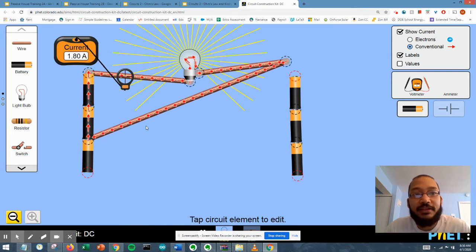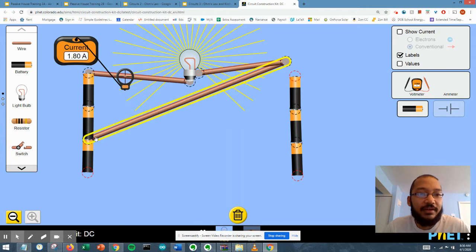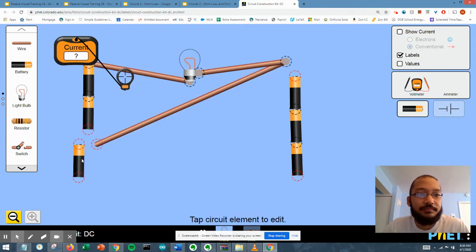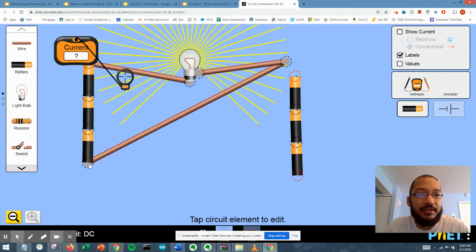Before it was 0.9 and now it is 1.8, and you can see the brightness of the bulb, the lines went farther, meaning it's brighter. What do you think is going to happen if I add this third one? It was 1.8 and now it is 2.7, and it's even brighter. The lines go even further. What do you think is going to happen when I add this fourth battery?